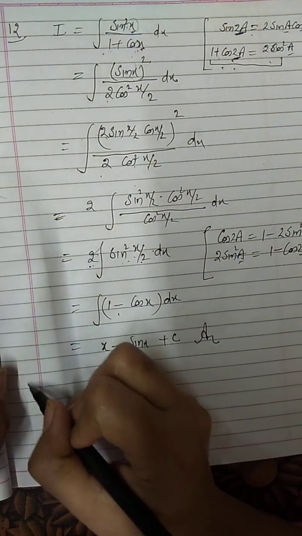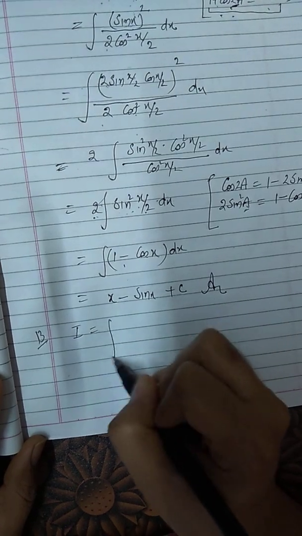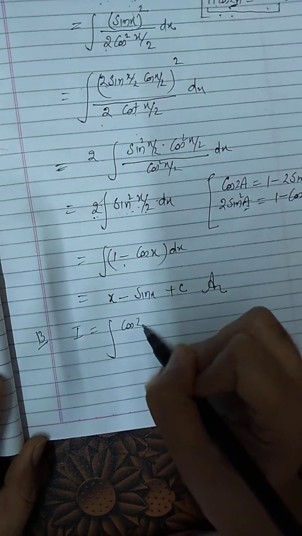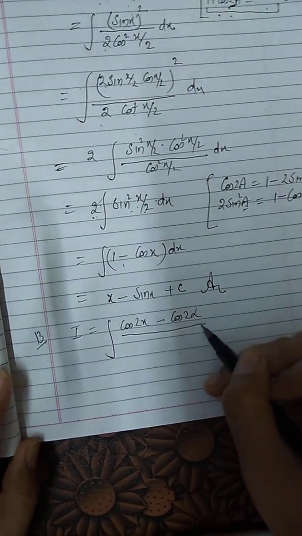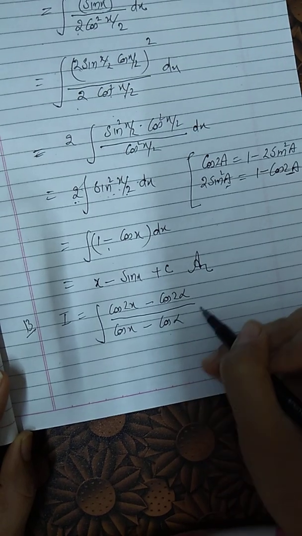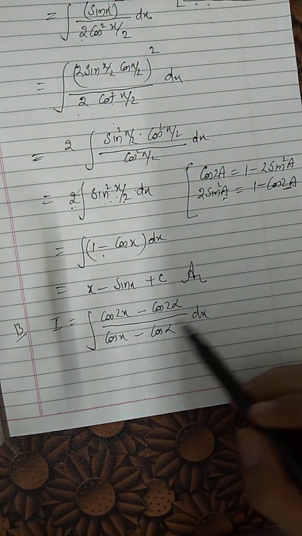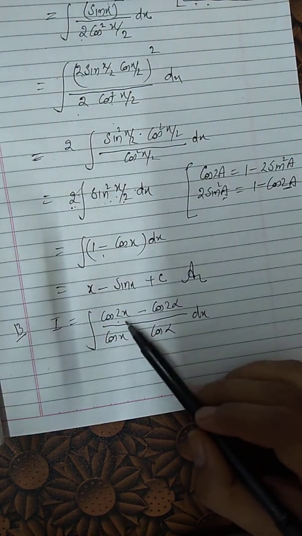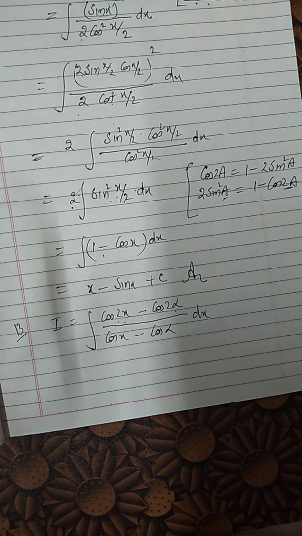Sum number 13: here we have to integrate cos 2x minus cos 2 alpha divided by cos x minus cos alpha dx. Now what is the problem here? In the numerator the angle is 2x and 2 alpha. In the denominator the angle is x and alpha. So we have to simplify the function.